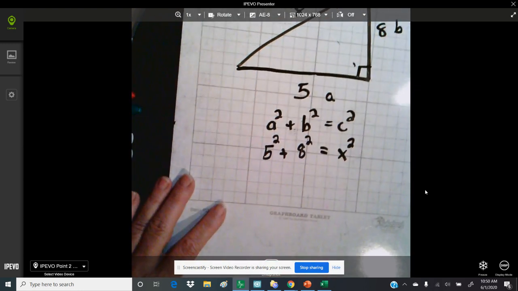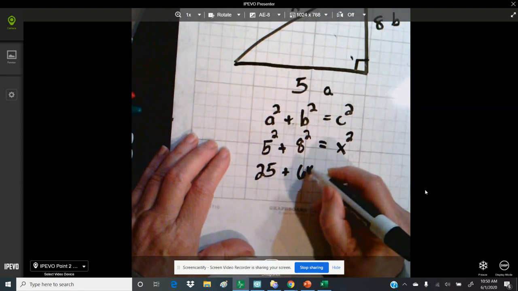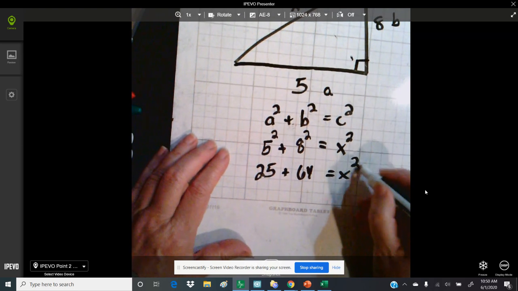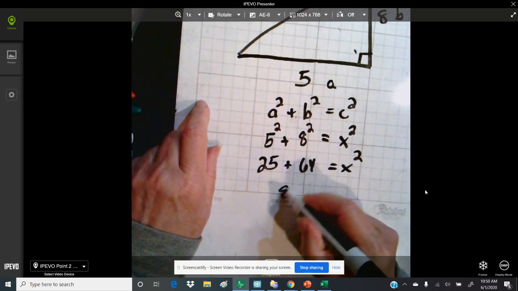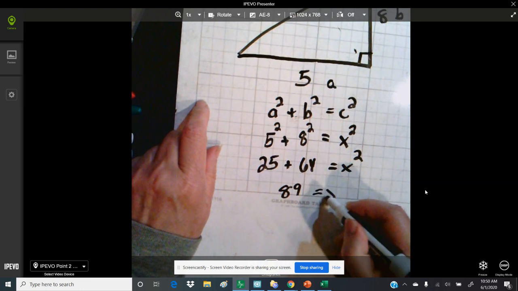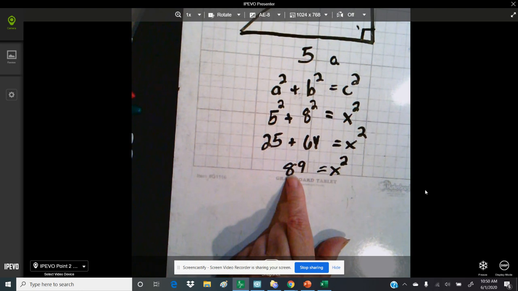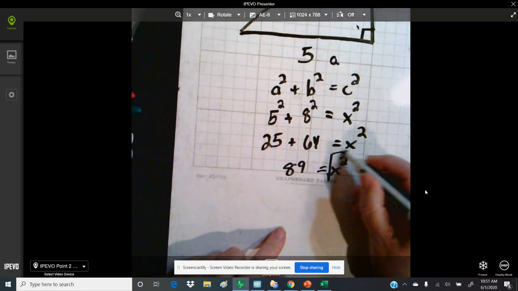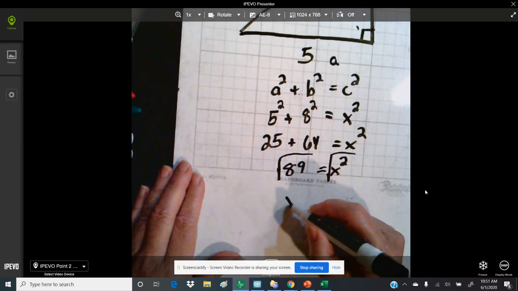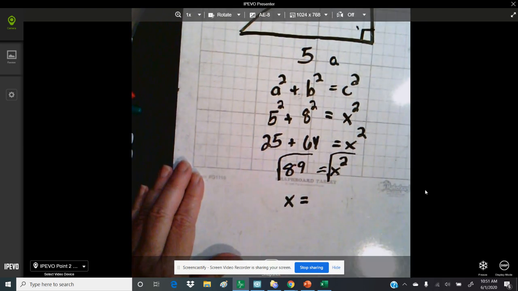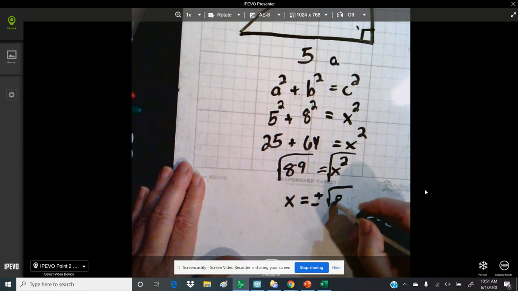Just go to my calculator. 5 squared is 25, plus 8 squared is 64, equals x squared. I'm going to add these two numbers together, so I'm going to get 89 equals x squared. In order to solve for this, I have to take the square root of both sides. And when you're taking the square root of both sides, if you remember from Algebra 1, you actually get plus or minus the square root of 89.